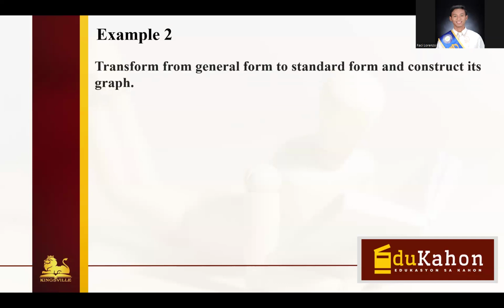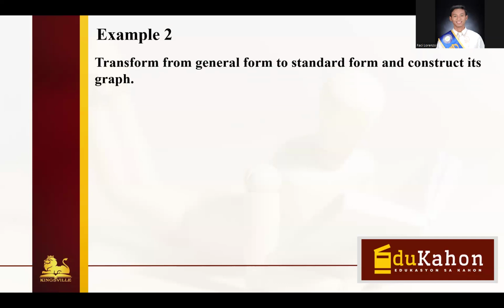Next, let's have another example. If we have an equation of a hyperbola in general form, let's also make this in standard form. So transform from general form to standard form and construct its graph. For 3x squared minus 12y squared minus 48, let's transpose negative 48 to the other side. So this is 3x squared minus 12y squared is equal to positive 48.